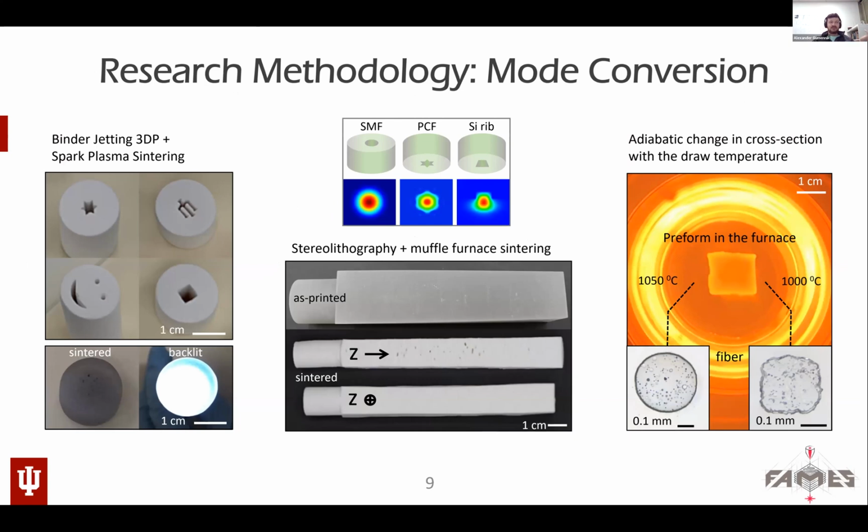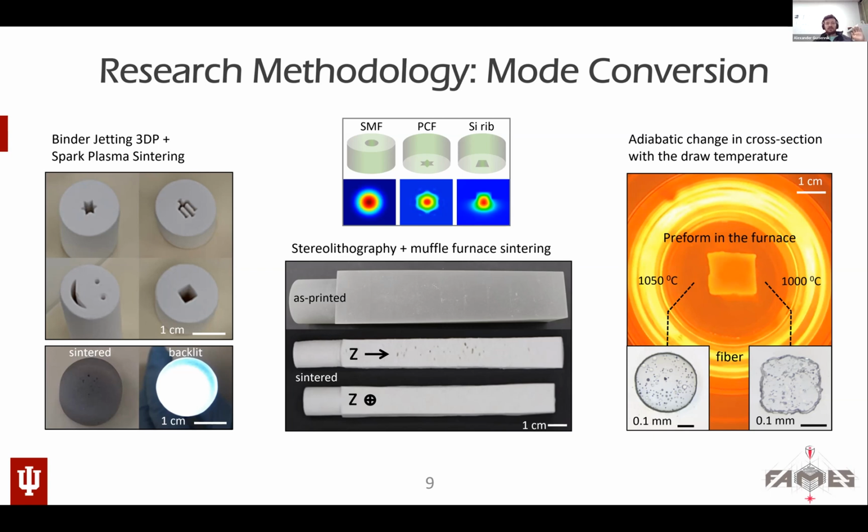3D printing can 3D print any cross section. So if we print something that has a cross section that changes, for instance, from circle to a rib, or from a circle to a honeycomb, we adiabatically change along the preform one shape to the other shape, and the more so if, for instance, we start with just a rectangular preform and draw it into a fiber.